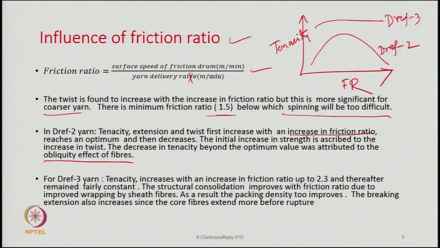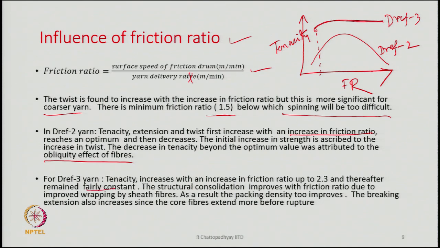That means, in the case of drape 3, unless we have a certain friction ratio, we will not be able to start the spinning operation at all. And then there is a slight rise, but then it remains fairly constant over a wide range of friction ratio. It hardly changes; the tenacity does not change much, it remains fairly constant.